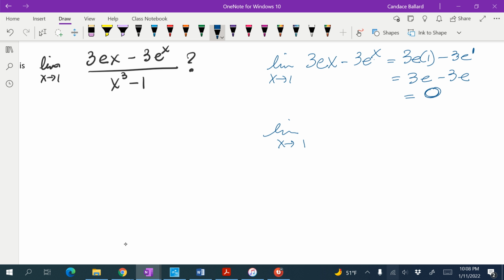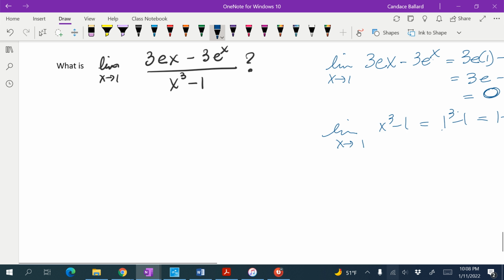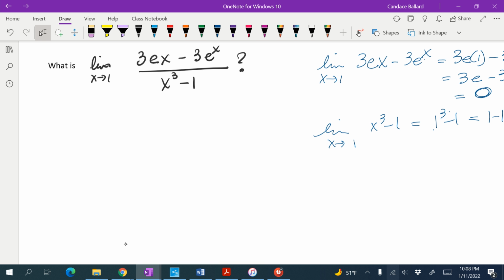So the limit as x approaches 1 of x cubed minus 1: 1 cubed minus 1. 1 cubed is 1, minus 1 is 0. So my numerator and denominator are both zeros. That means this is an indeterminate form, which means I get to apply L'Hopital's rule.